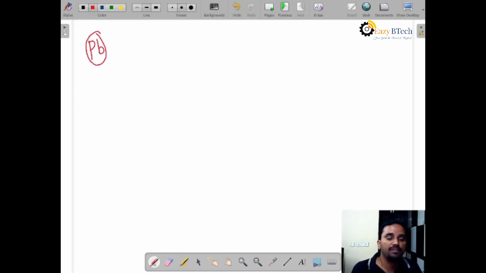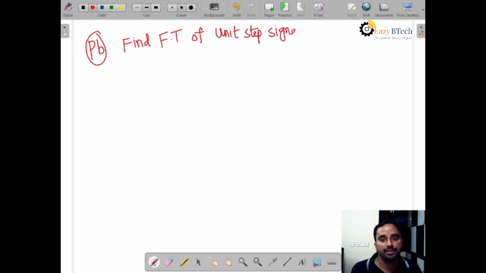Find the Fourier transform of unit step function. Unit step function or unit step signal means u of t. The Fourier transform of u of t is very important. How to do it is very simple. By using the signum function Fourier transform, we can get the u of t Fourier transform.